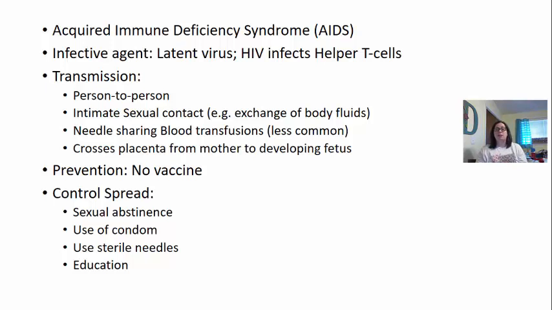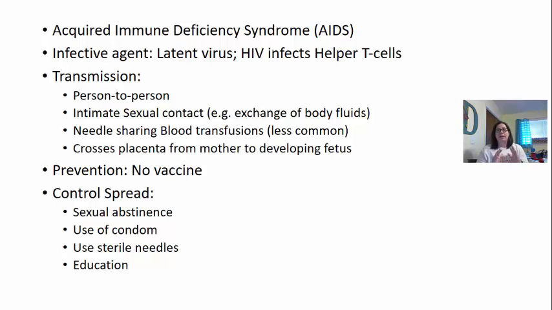The HIV virus is going to be transmitted person to person. This is normally due to intimate sexual contact or the exchange of body fluids. It could also be due to sharing needles. It could also be due to blood transfusions. However, this is less common now that we know what it is. Back in the 80s, we didn't always test for this in the blood because we didn't know what it was. Now that we know what it is and what it looks like, we can test blood samples for this to prevent it from being given off in blood transfusions. However, it can also cross the placenta. If the mother is HIV positive, it could potentially cross over into the developing fetus, and the baby could be born HIV positive.